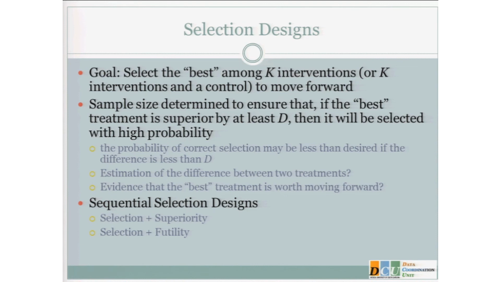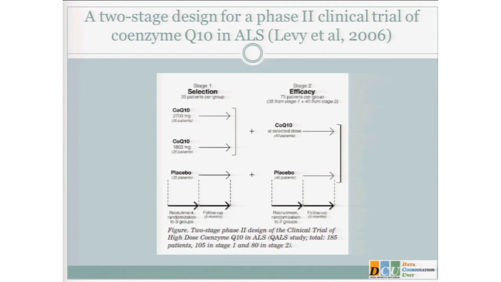you studied. Perhaps the best use of the selection design is to make it sequential, so that you combine the selection in stage 1 with either a superiority test or a futility test in stage 2. And again, these are adapting to the information that you get after stage 1. You're picking what looks best, and then you would move that forward. And this has been implemented actually in ALS.